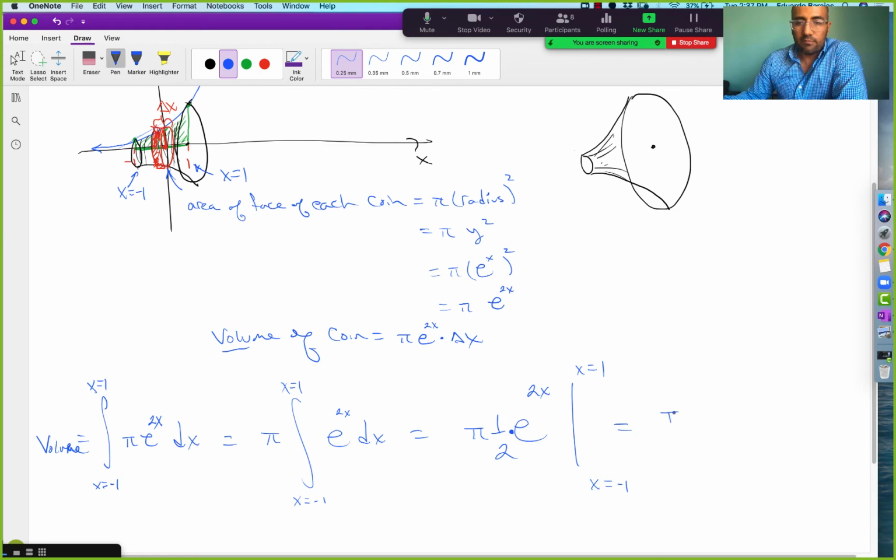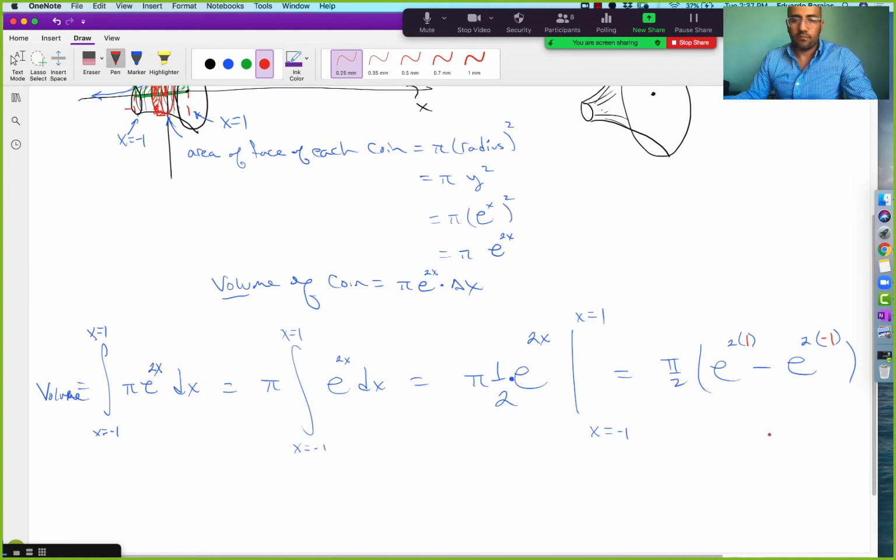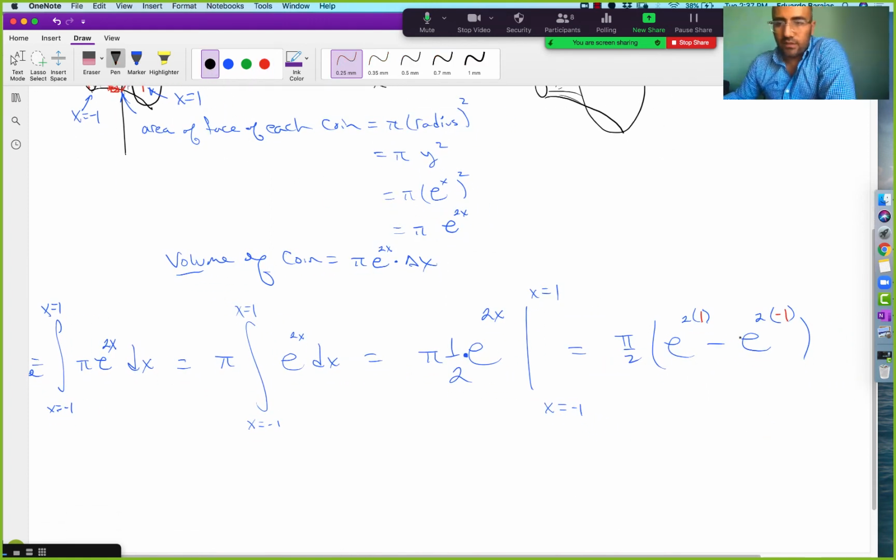So this is pi over 2, parentheses, e to the 2 blank minus e to the 2 blank, like that, where first we plug in the 1, next we plug in the -1. Good. Okay, so we can simplify that just a little bit and say that this is equal to pi over 2 e to the 2nd minus e to the -2. I don't know if there's an easier way. We can probably just stop there.